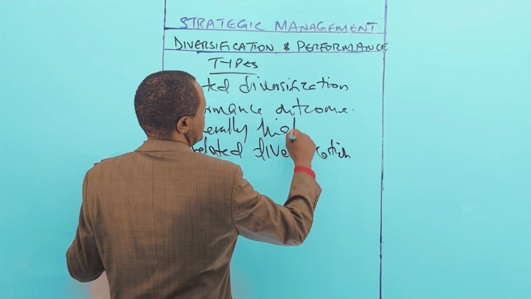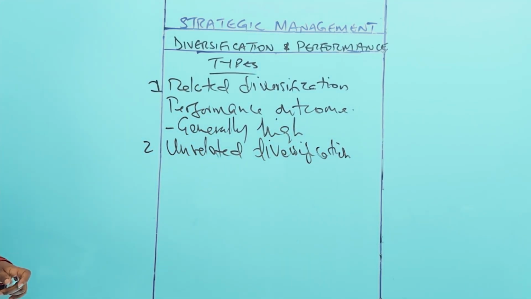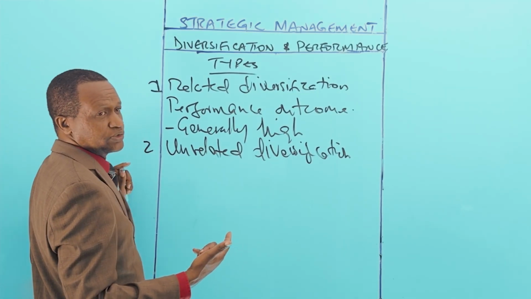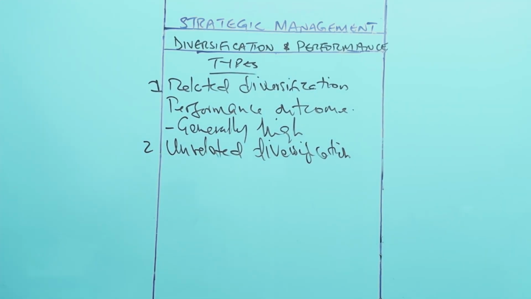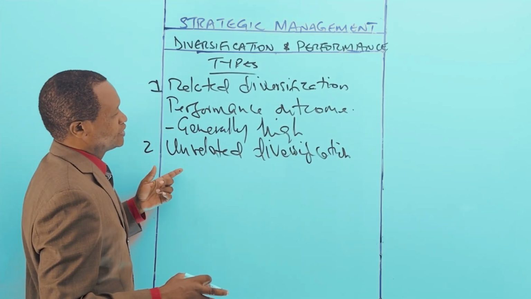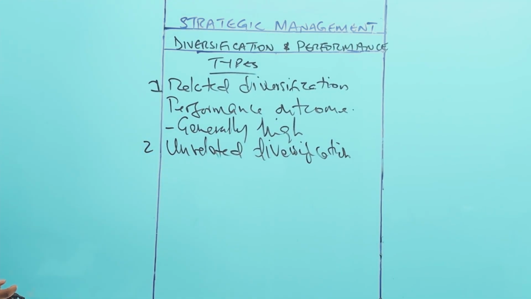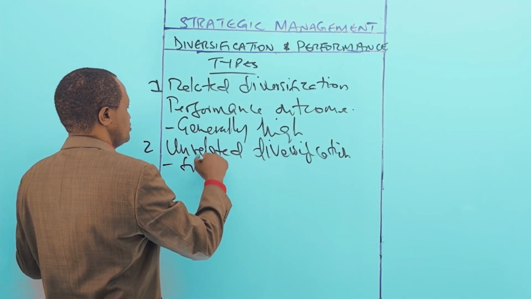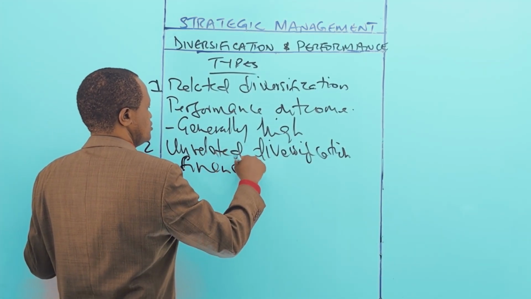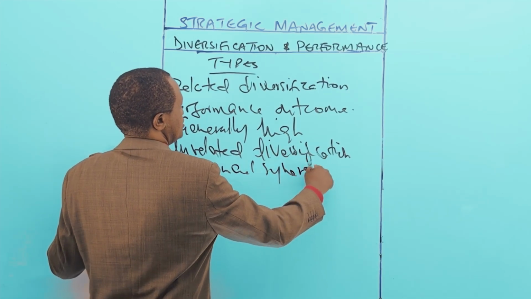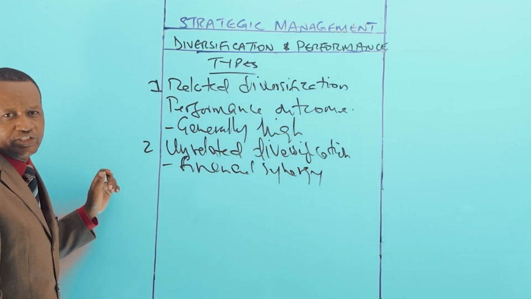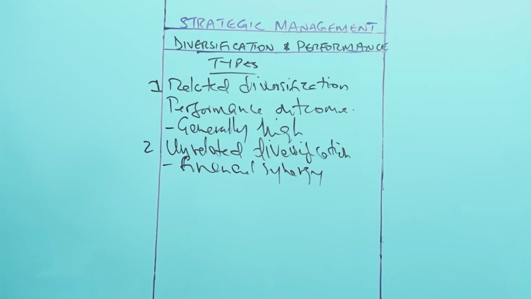Yes. Then number 2, we have unrelated diversification. Unrelated, as the name suggests, here the firm enters an industry with no obvious strategic or operational similarities or connection to its existing business. And the focus here is simply on financial synergy. The first one could be operational synergy, right? Operational synergy, but the second one is just financial synergy.